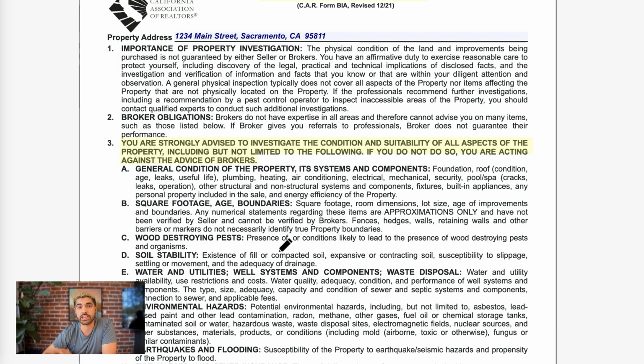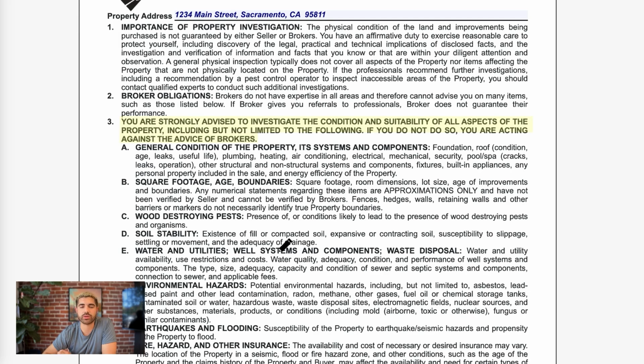So this is the buyer's investigation advisory, just saying that we always recommend you do inspections and investigation on the property so that you know what you're getting into. If there's any quirks or anything that needs to be repaired, we want to make sure you know that information up front prior to the close of escrow.